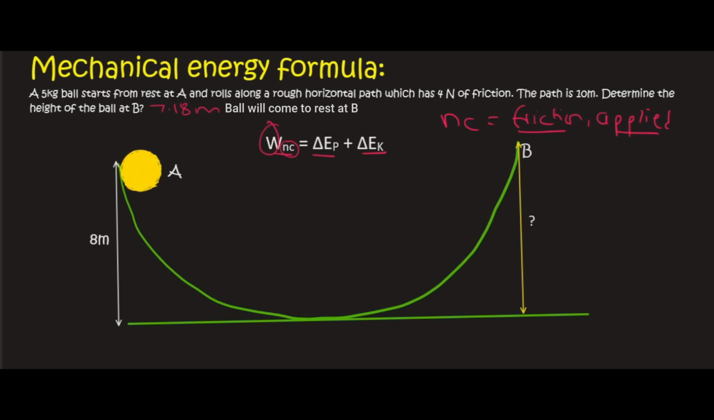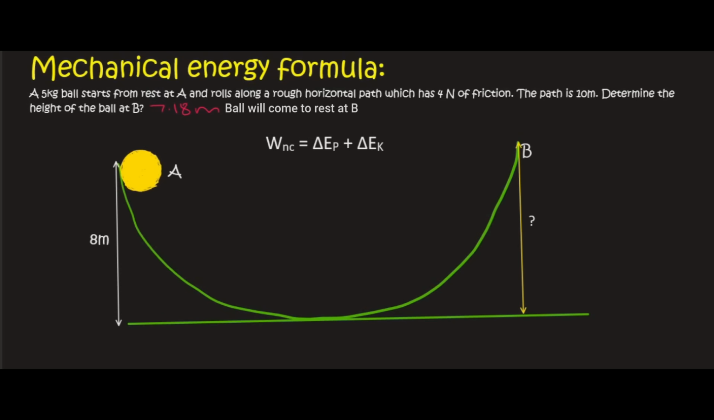If you ever want to use this formula, so this is the mechanical energy formula, you can use it for any of these types of questions. If there is no friction or applied force, you just make this 0. Okay, and then you just go use the formula like that. It'll take care of everything for you.